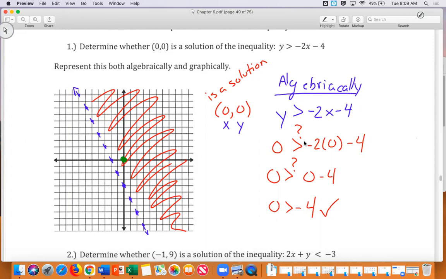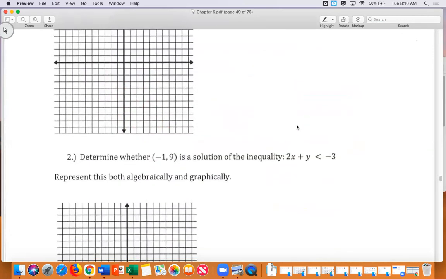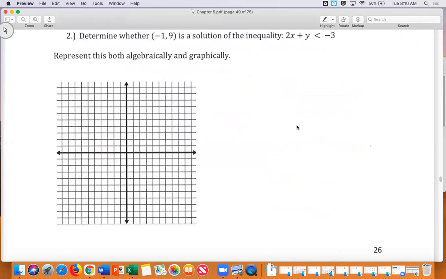Okay, if I asked you, is 1, 10 or 1, negative 10 a solution? So I'd go to 1 and I'd go 1, 2, 3, 4, 5, 6, 7, 8, 9, 10. Is that in my shaded area? No. So when you graph it, you can see multiple points. Algebraically, you got to keep plugging in one at a time. All right, you guys try this one. Graph it. So use negative 1, 9 in the shaded area. And then I also want you to do it algebraically.